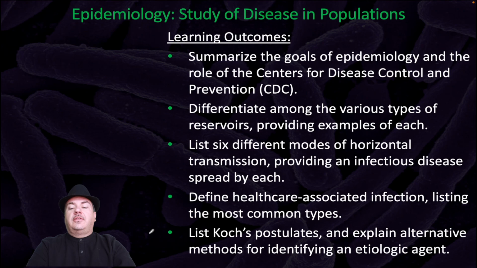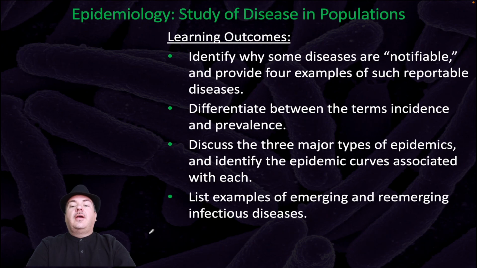list Koch's postulates, and explain alternative methods for identifying an etiologic agent, identify why some diseases are notifiable and provide 4 examples of such reportable diseases, differentiate between the terms incidence and prevalence, discuss the 3 major types of epidemics, and identify the epidemic curves associated with each, and list examples of emerging and re-emerging infectious diseases.